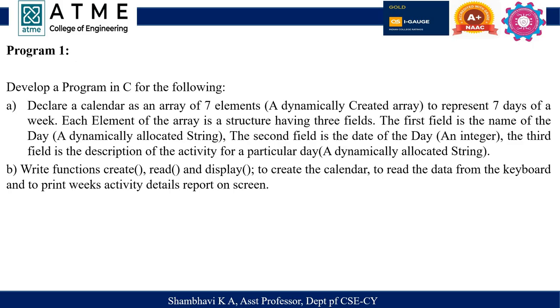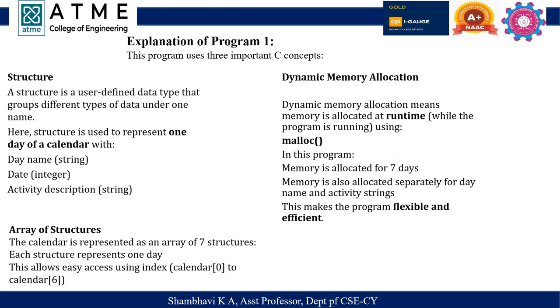So for this we have to create an array of size 7 which is dynamically created, and we have to create 3 fields. The first one is day, the second one is date, and the third one is activity. For this we use the string and the integer data types, which have to be created dynamically. Then we have to perform 3 methods. The first one is create, read and display. So we'll see what are the basic things we need to learn to implement this first program.